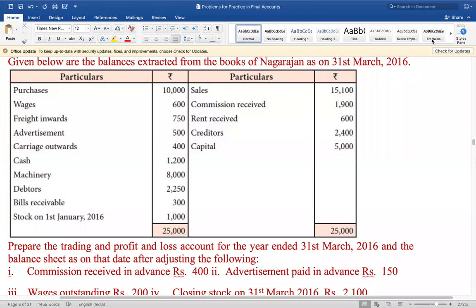Come on, Rameshwar. What is this? Purchases. Amar, what is purchases? Expense, income, liability, asset. You have to take Expense. Expense, very good. Wages, expense. Very good. Freight inward.